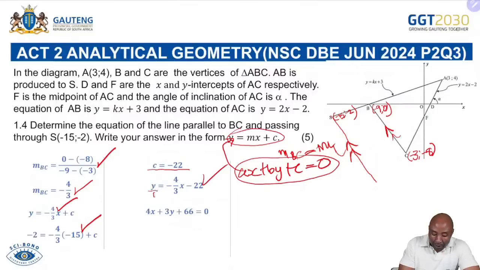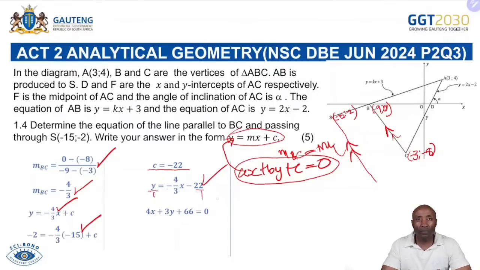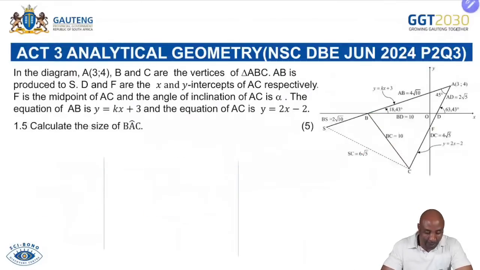Our LCD will be 1 here, 1 there. Our LCD there becomes 3. So you multiply each term by 3 and you make sure that you take everything to the left-hand side of the equal sign, so that on the right-hand side we have our 0. Moving forward, activity 3, it's 5 marks. Let us answer it in 5 minutes.